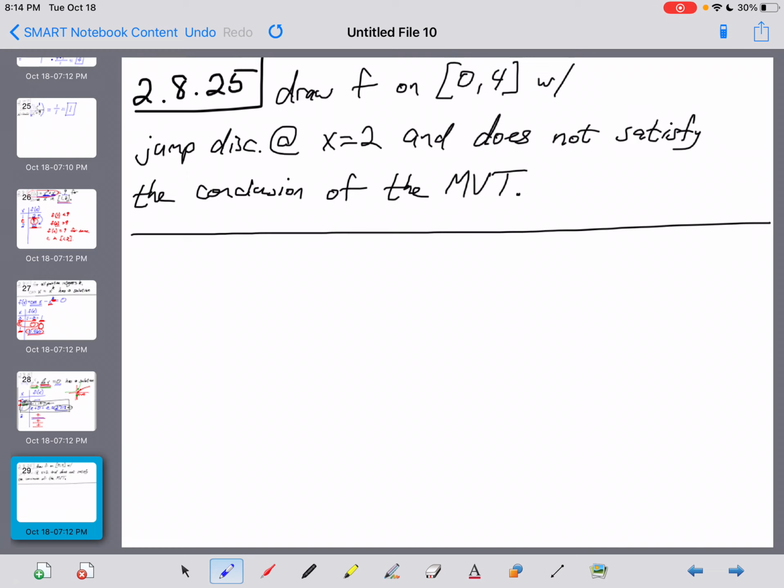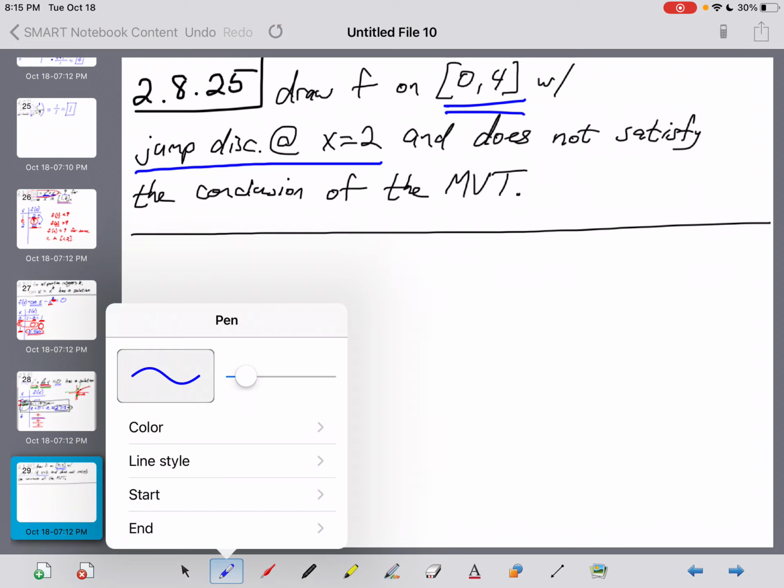Well, the reason, guys, we can draw this not satisfying the conclusion of the mean value theorem is because it doesn't satisfy the hypothesis of the mean value theorem. The hypothesis of the MVT is that your function has to be continuous on that interval. Well, if it has a jump discontinuity at 2, it is not continuous on the interval from 0 to 4.